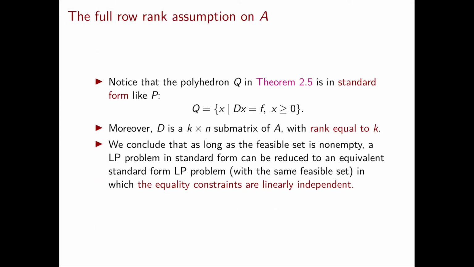A fundamental observation is that whenever you start from a polyhedron in standard form, and as we just discussed, we trash some equality constraints, then the new polyhedron that you obtain is still in standard form. On top of that, the new constraint matrix will now have fewer rows, so it will now be a k by n submatrix of the original matrix A, and the rank of D by construction will be equal to k. Therefore, we have rewritten our original polyhedron in standard form as a new polyhedron in standard form, where the corresponding equality constraints are all linearly independent.